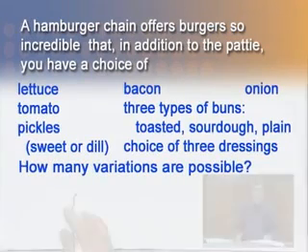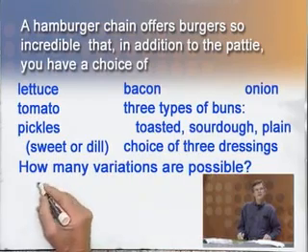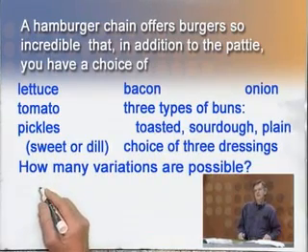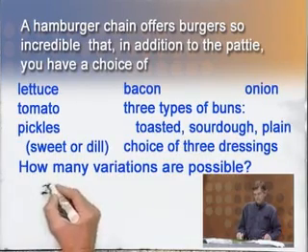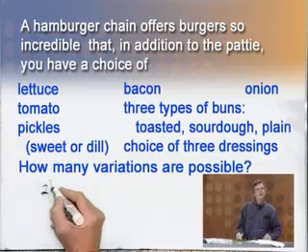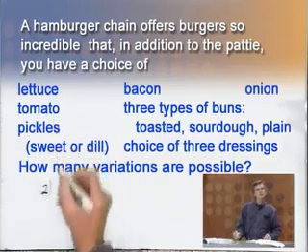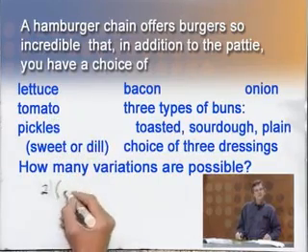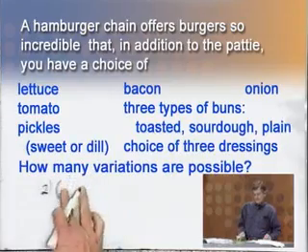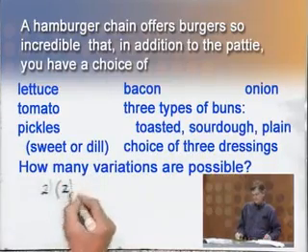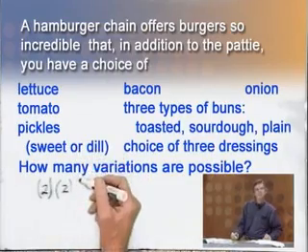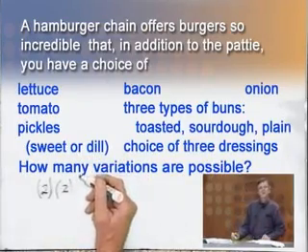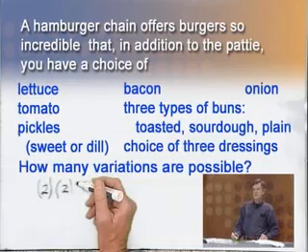Okay, so let's see. For lettuce, how many choices do we have for lettuce? I'm thinking either you could take lettuce or not. That'd be 2 choices. So I'll put down a 2. Now going down this column for tomato, you can either take tomato or not. So I'll multiply by 2 again. For pickles, how many choices do we have for pickles? 3. 3 choices, either sweet or dill or none.